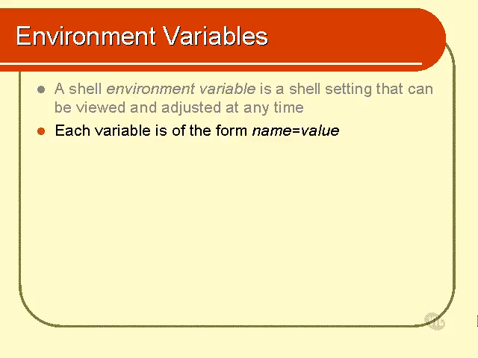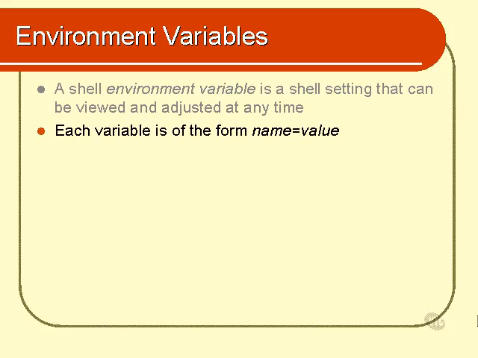Each variable is of the form name equals value. What that means is that each variable has a particular name, and each variable also has a particular value. I like to think of variables as little boxes. The box has a label on the outside of the box. That is the box's name, or in this case it's the variable's name. And then you can put things into that box, and what you put into that box is the value of it. And by using the equal sign, you're essentially saying that value goes into that box.